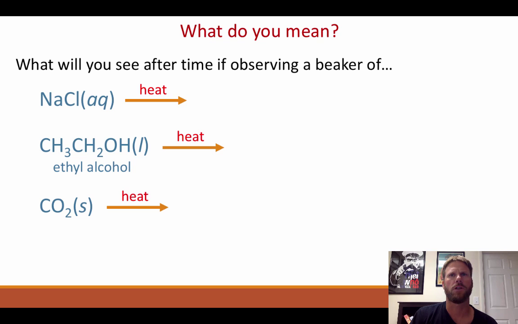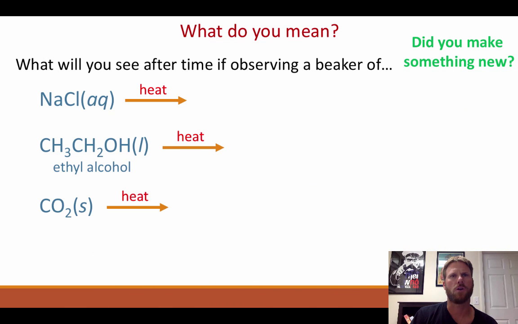Same with a beaker full of liquid ethyl alcohol. If I were to heat up that beaker of ethyl alcohol, after a certain period of time, what would you observe? Or maybe even a piece of dry ice, solid carbon dioxide. If I let that sit on the counter for a period of time, what would be your observation? Start by asking yourself the question, did I make something new?